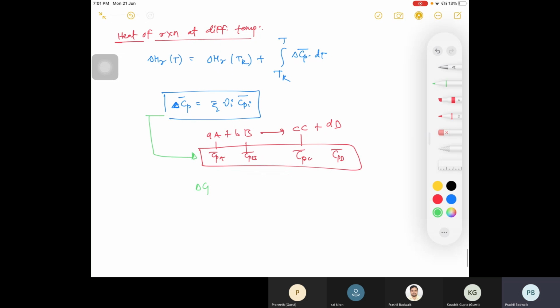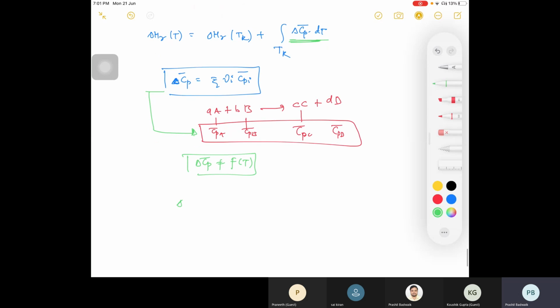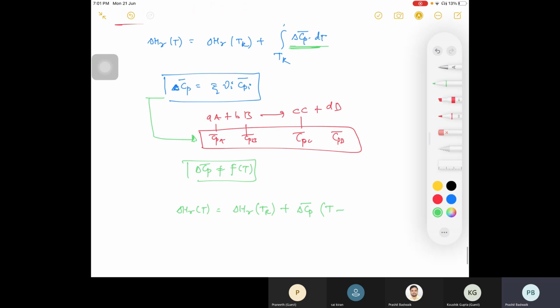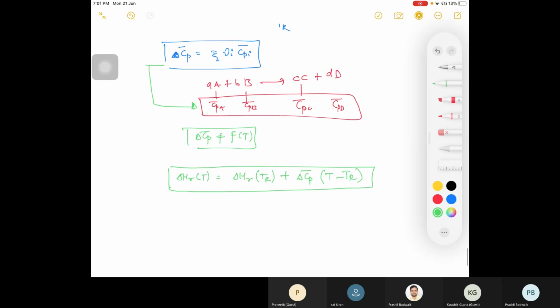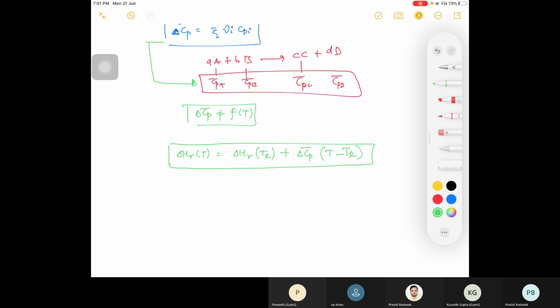And if here this delta Cp is not a function of temperature, then it will come out of the integration, right? So you will get delta H reaction at a particular temperature is delta H reaction at room temperature, or your reference temperature, plus delta Cp bar into (T minus T reference). I hope you are getting this. Are you guys getting this?